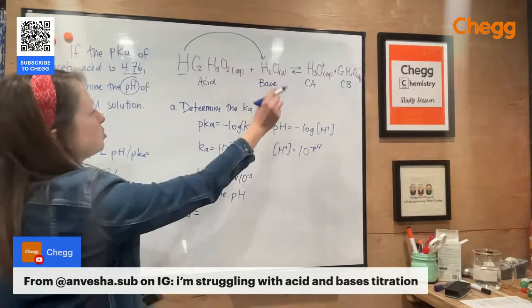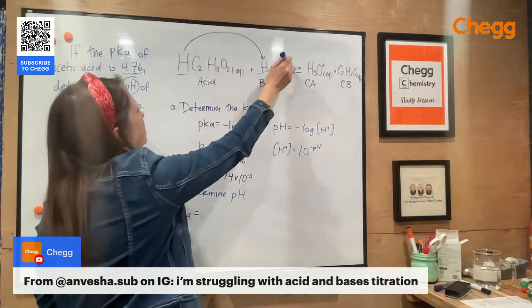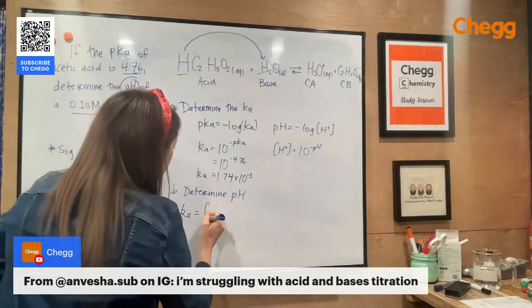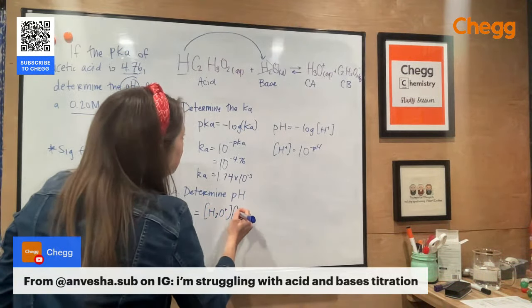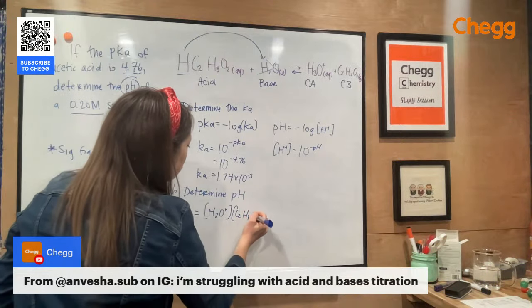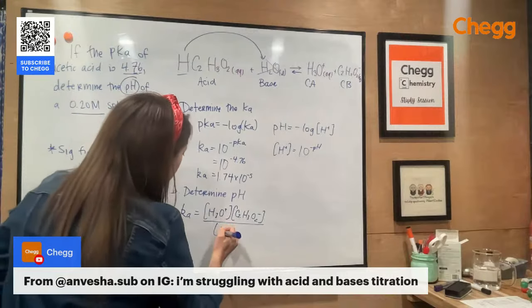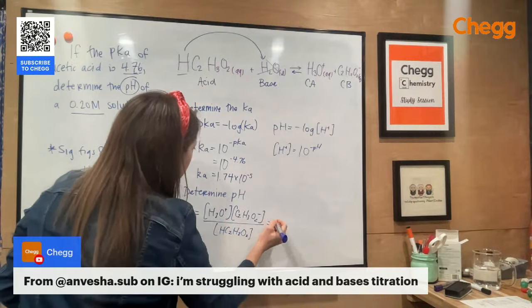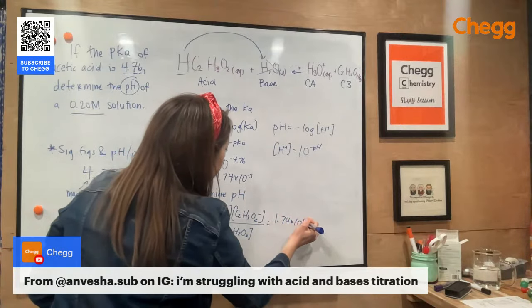So it's going to be the concentration of your products over your reactants, keeping in mind that water is a liquid, therefore it's not going to be included. So it's going to be the concentration of H3O plus over your conjugate base, C2H3O2 minus, all over your concentration of your acetic acid. All right, and we know now that that's going to be equal to 1.74 times 10 to the negative fifth.